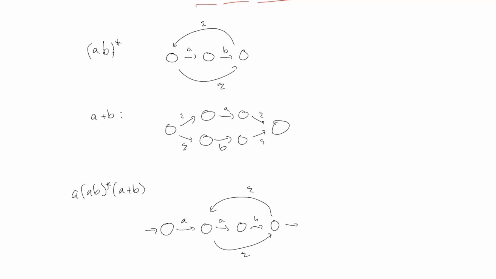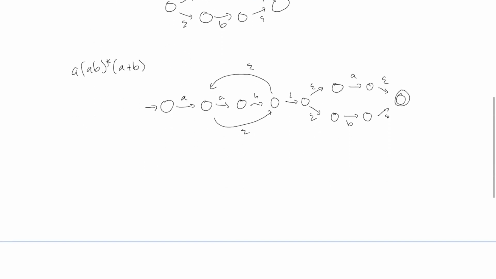Maybe I'll put a little epsilon here. Some of these epsilons could be abbreviated, although I don't care so much if you do. And there's my accepting state. All right, so that's how we piece everything together.